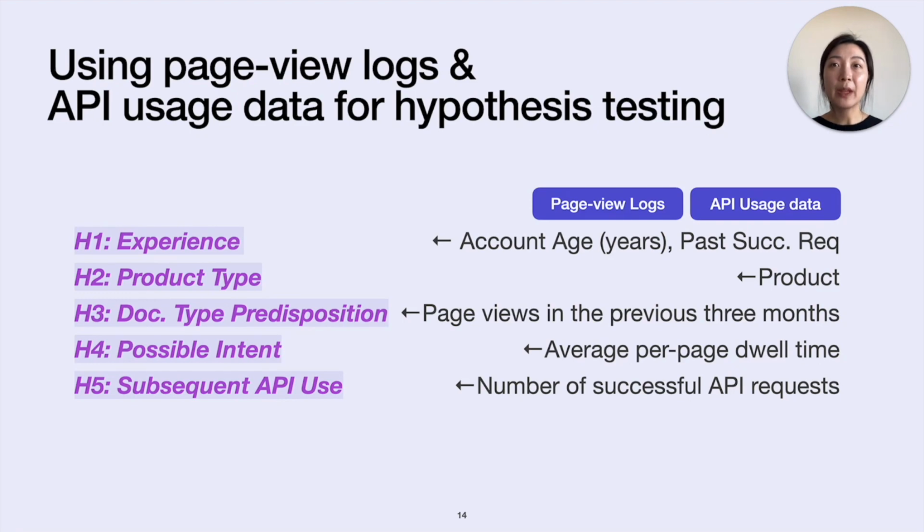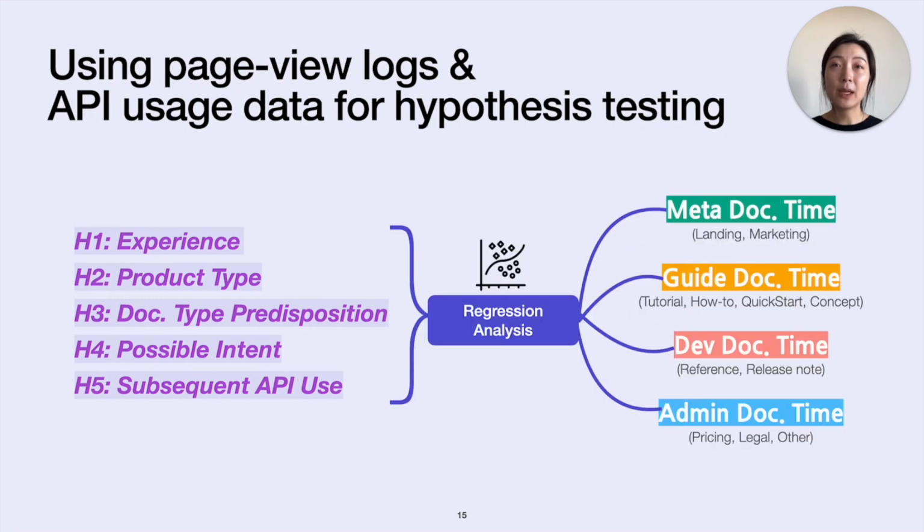For example, we estimated users' experience levels based on their tenure with the Google Cloud Platform and their previous service usage, and we estimated the user's documentation type predisposition with their documentation usage in the previous 3 months. We then conducted multiple regression analysis to test the extent to which the various user-level characteristics we hypothesized could explain people's log documentation visits to different types of documentation pages.